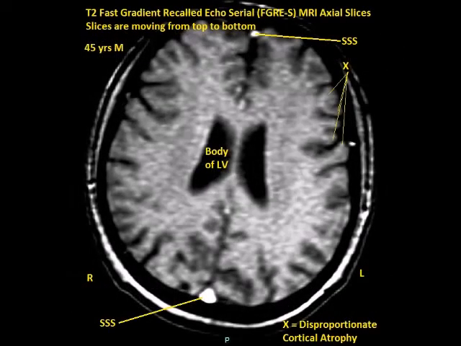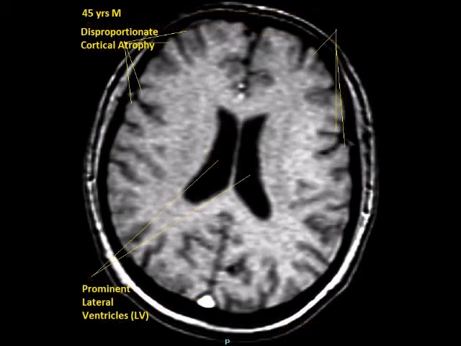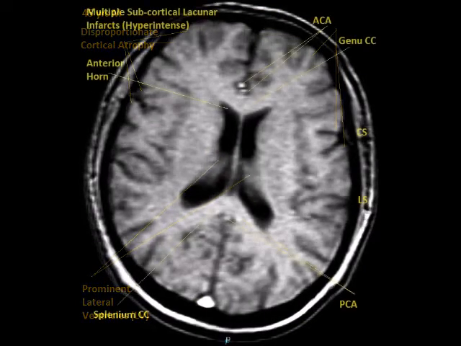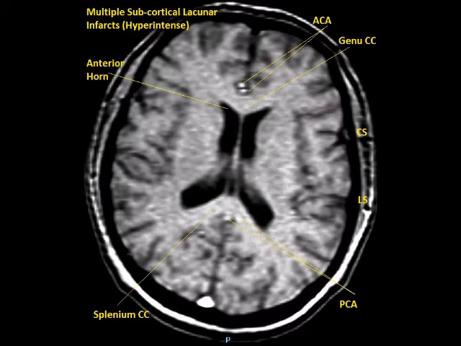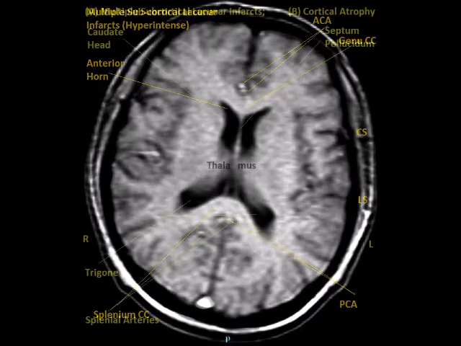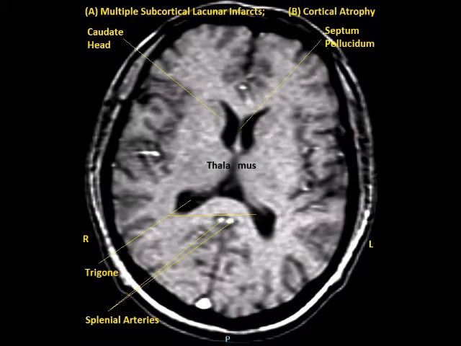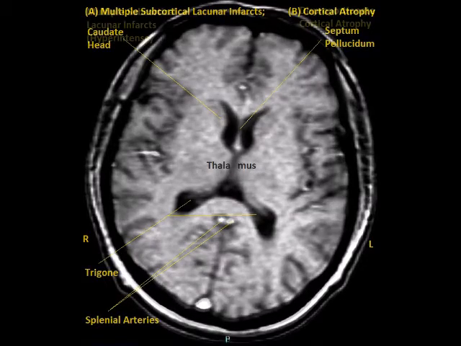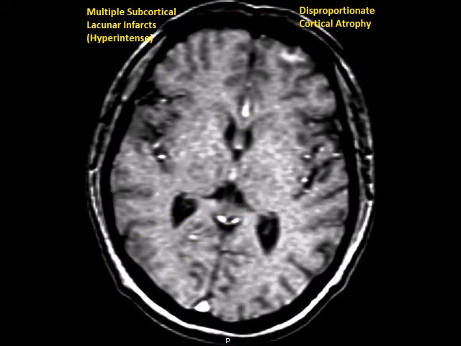In this series of axial sections of MRI images of the brain going from the top to the bottom, you will see three things. One, there will be cortical atrophy, which is disproportionate to the age of the patient. Secondly, there is compensatory prominence of the lateral ventricles. And thirdly, there are multiple subcortical lacunar infarcts, which will appear as hyperintense spots. Additionally, a few normal structures have been labeled in the pictures.